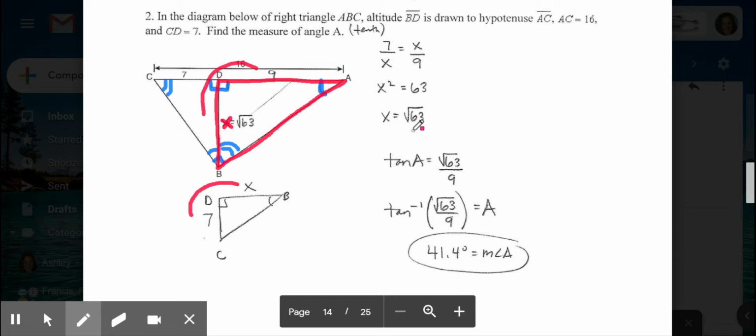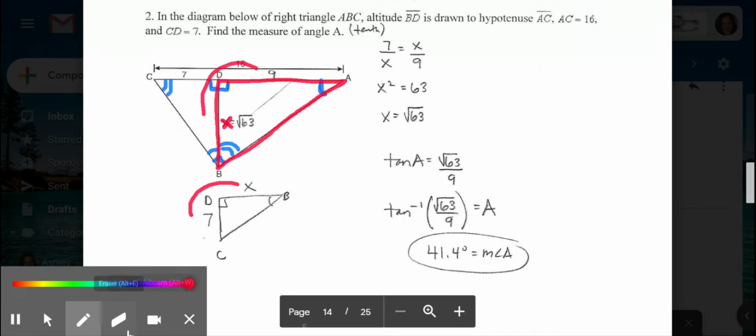Now I have enough information to use a little bit of right triangle trigonometry. In this case, I'm using tangent because I know the opposite side and the adjacent side. I'm using my inverse tangent feature, and I get 41.4.